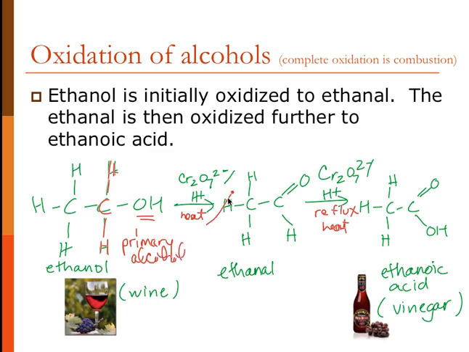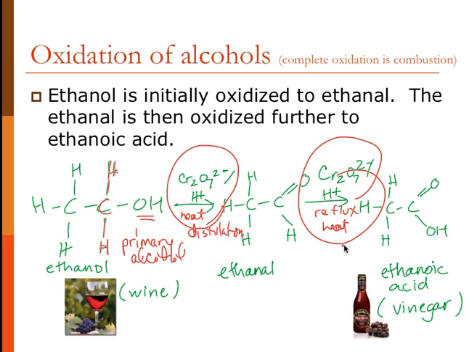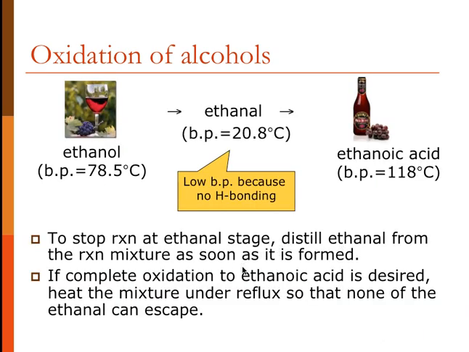Okay, so it's important to remember the conditions. Distillation, and then with reflux and heat. So the first step makes the aldehyde. The next step, continuing to react, makes the carboxylic acid. Now, we're kind of stopping this at the aldehyde stage. What we need to do is take off the aldehyde, to distill it from the reaction mixture as soon as it is formed. This has a lower boiling point, so it's going to go into the vapor state more readily than either the ethanol or the ethanoic acid.